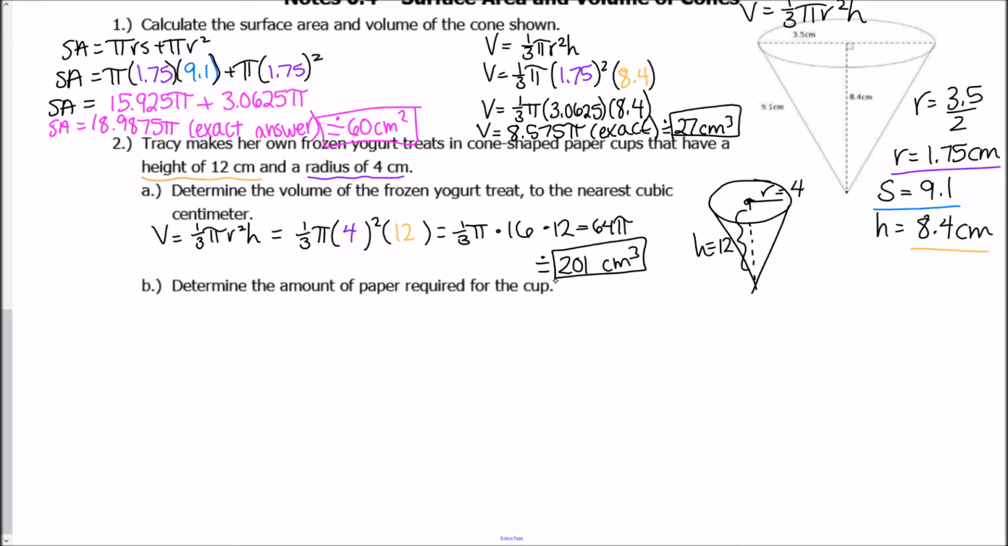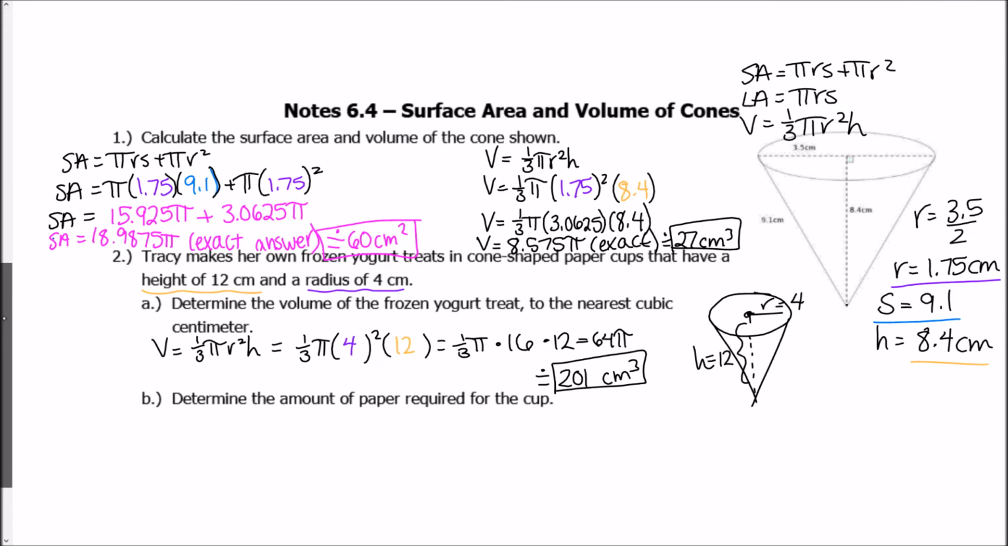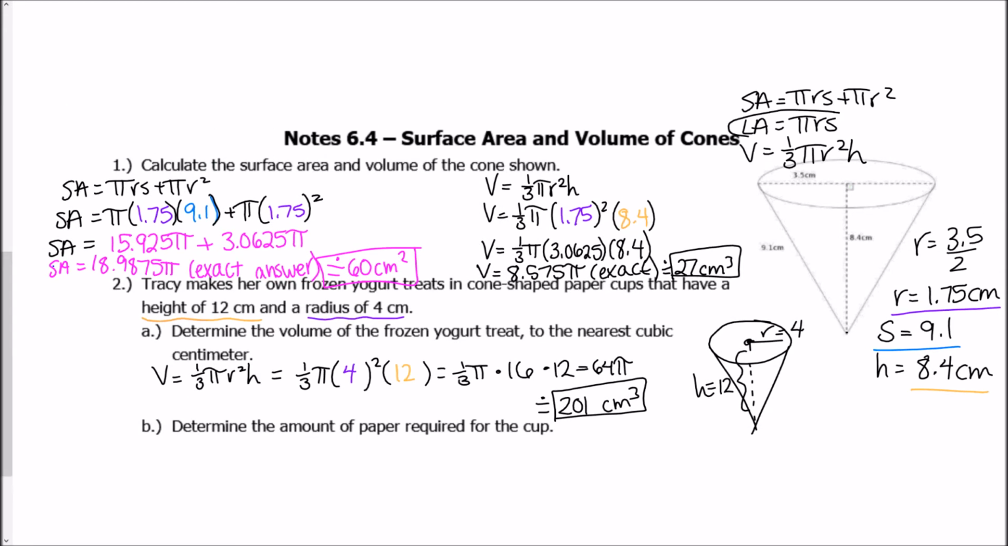Okay, and then part B says determine the amount of paper required for the cup. Now, if you guys can picture it right here, when we fill in the frozen yogurt, there's not going to be a cover to the cup. So that means that we only want to look for the lateral area, or the lateral surface area, because we don't care about the top circular base that we have here. And that's what this pi r squared piece is. So we only need pi rs.